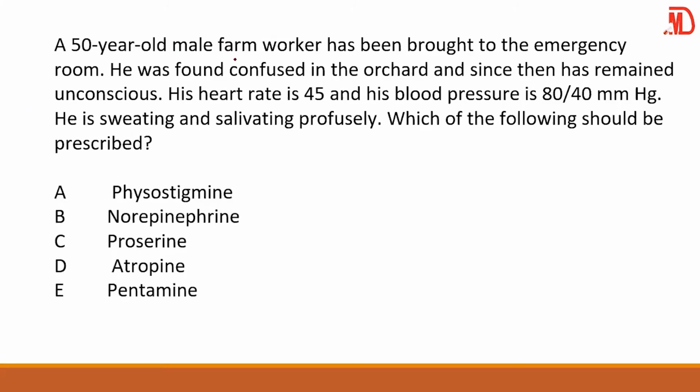A 50-year-old male farm worker has been brought to the emergency room. He was found confused in the orchard, and since then he has remained unconscious. Heart rate is 45 and blood pressure is 80/40. That is low. He is sweating and salivating profusely. So your clue here is sweating and salivating. So which of the following drug should be prescribed?